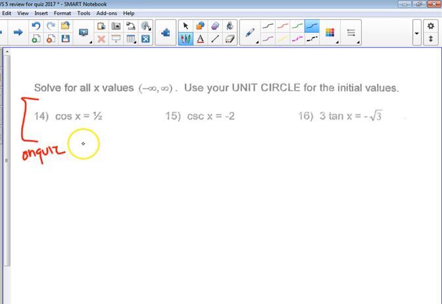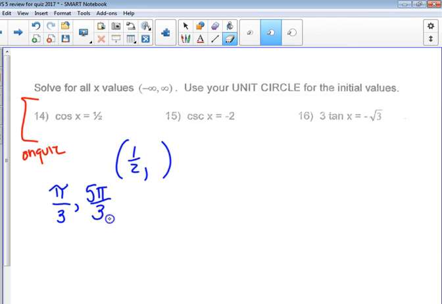What do you need to solve these? Your blue unit circle. I am looking for where the cosine is 1/2. So I'm looking for an ordered pair that has a positive 1/2 as x, which would occur at... okay, am I done? No. As a matter of fact, I've kind of messed up.